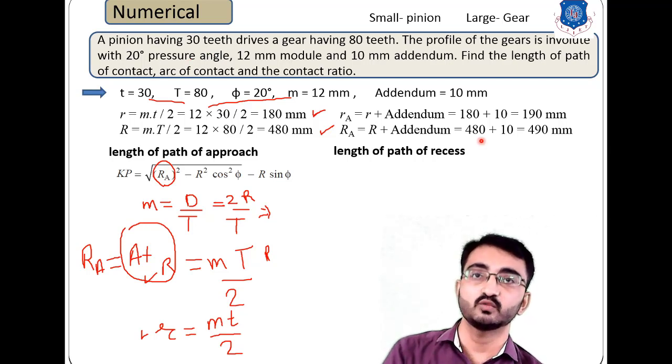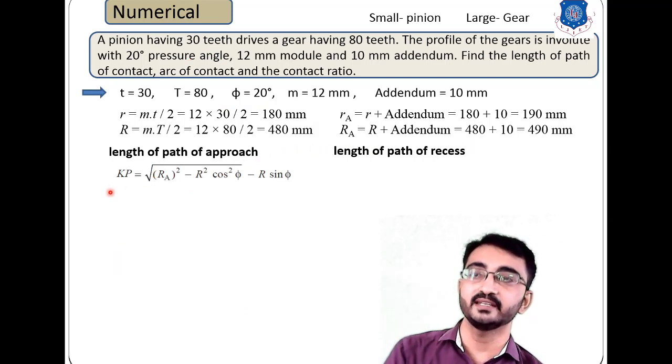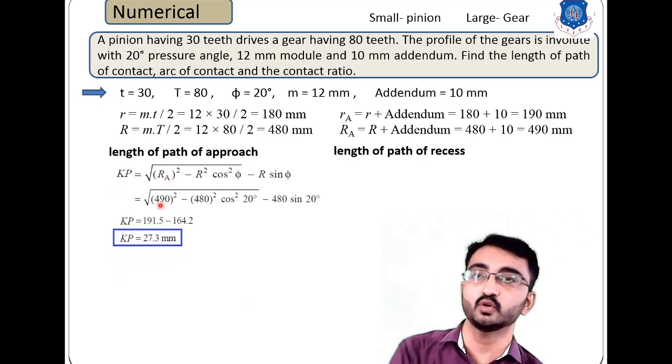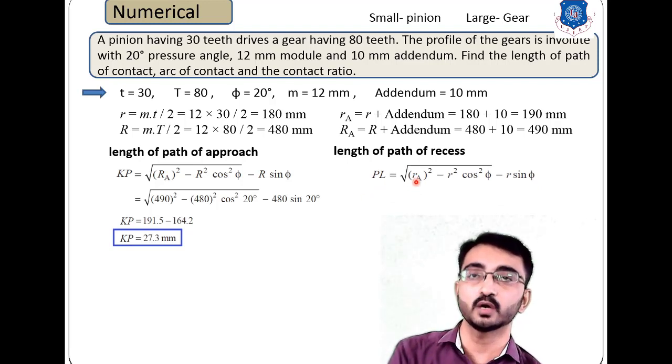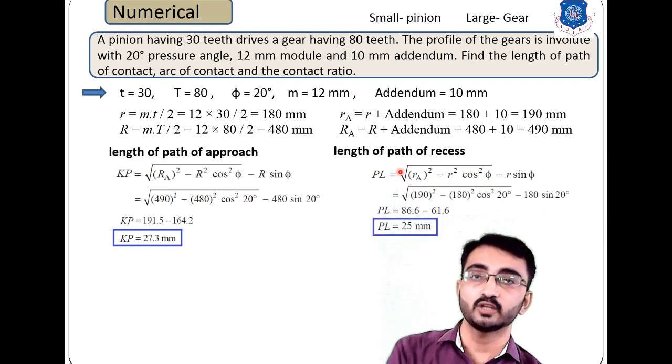Now putting these values of small r and capital R in this equation, we can find out the value of Kp, that is the length of approach, which is equal to the square root of RA squared minus r squared cos squared phi, where RA is 490, small r is 480, and phi, the pressure angle, is given as 20 degrees. So we find that Kp is equal to 27.3 mm. Similarly, for the length of path of recess, we put the values for the pinion, and we get the length of path of recess, PL, equal to 25 mm.